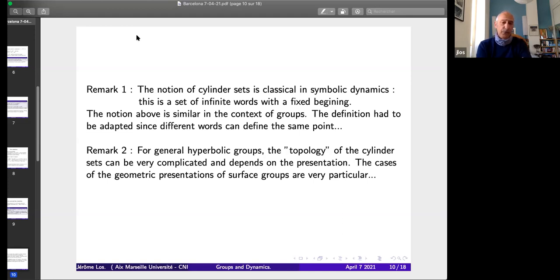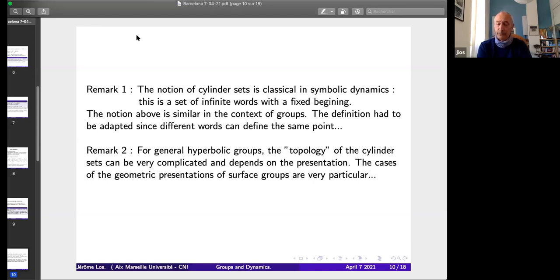So for a general hyperbolic group, these cylinder sets are probably horrible sets. I have no idea what the topology of these sets is. And in addition, they are horrible sets, and they depend on the presentation, which is not good news in group theory.